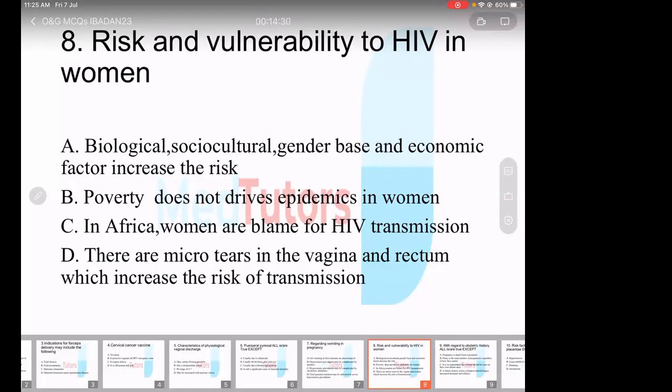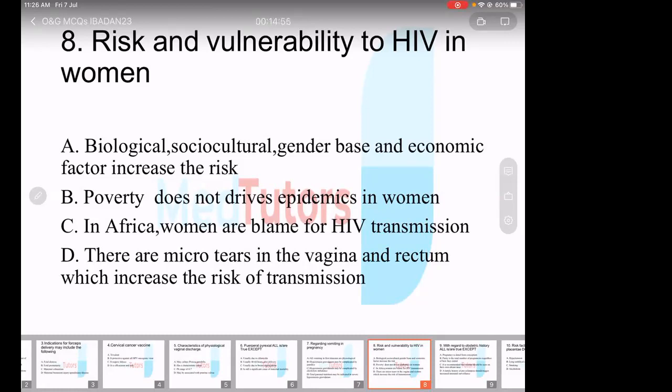So here also you have to figure out which one is an odd option in this question. So if you take biological, sociocultural, gender-based, and economic factors increasing the risk, this is true. All these factors can increase the risk for women to contract HIV. Then poverty, B says poverty does not drive epidemics in women.